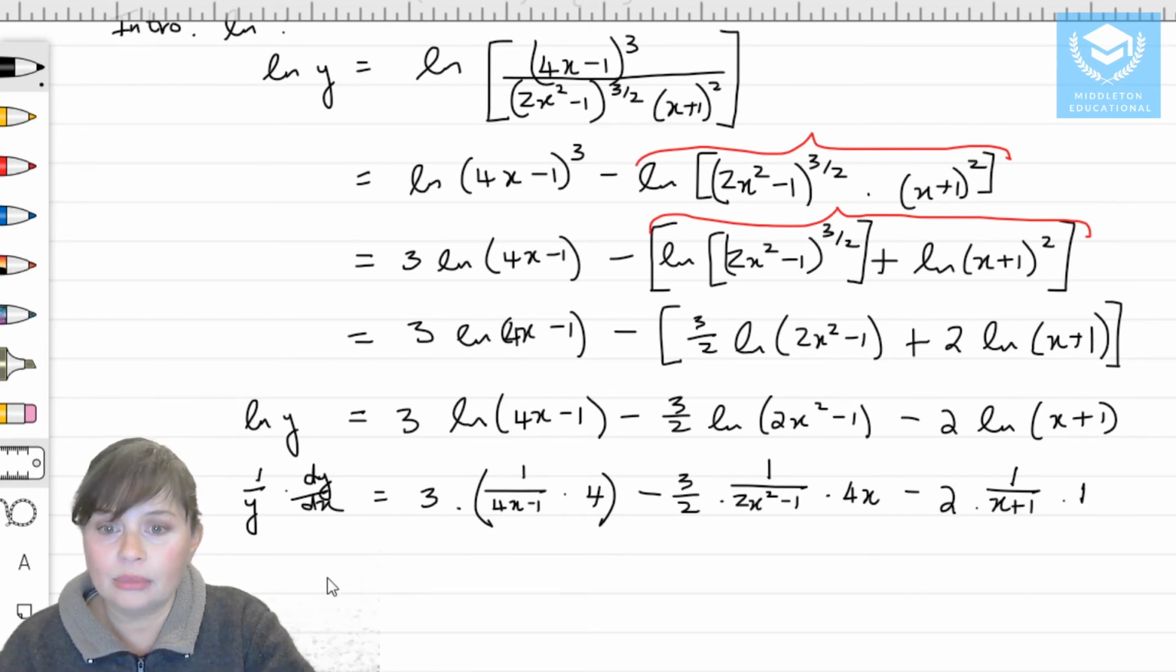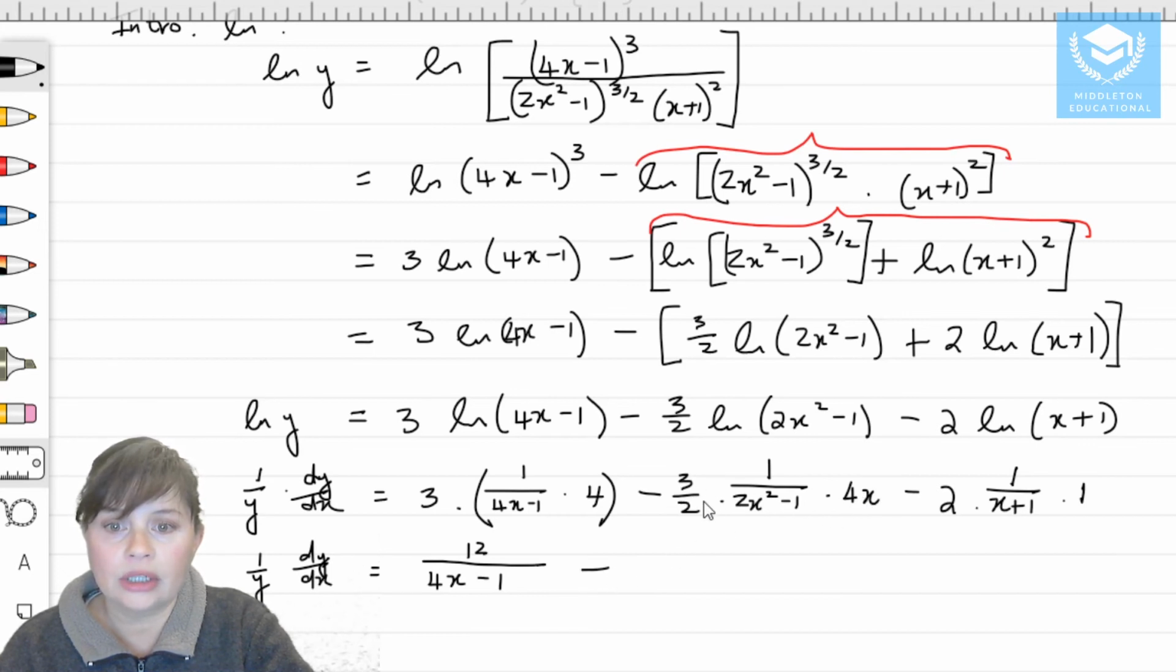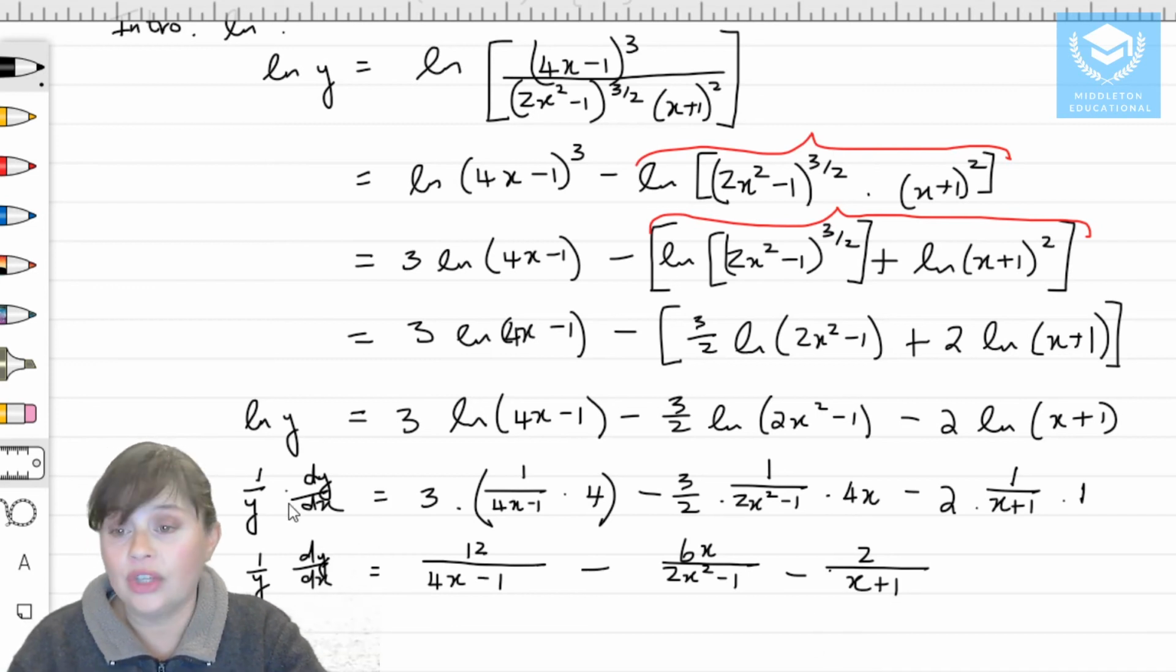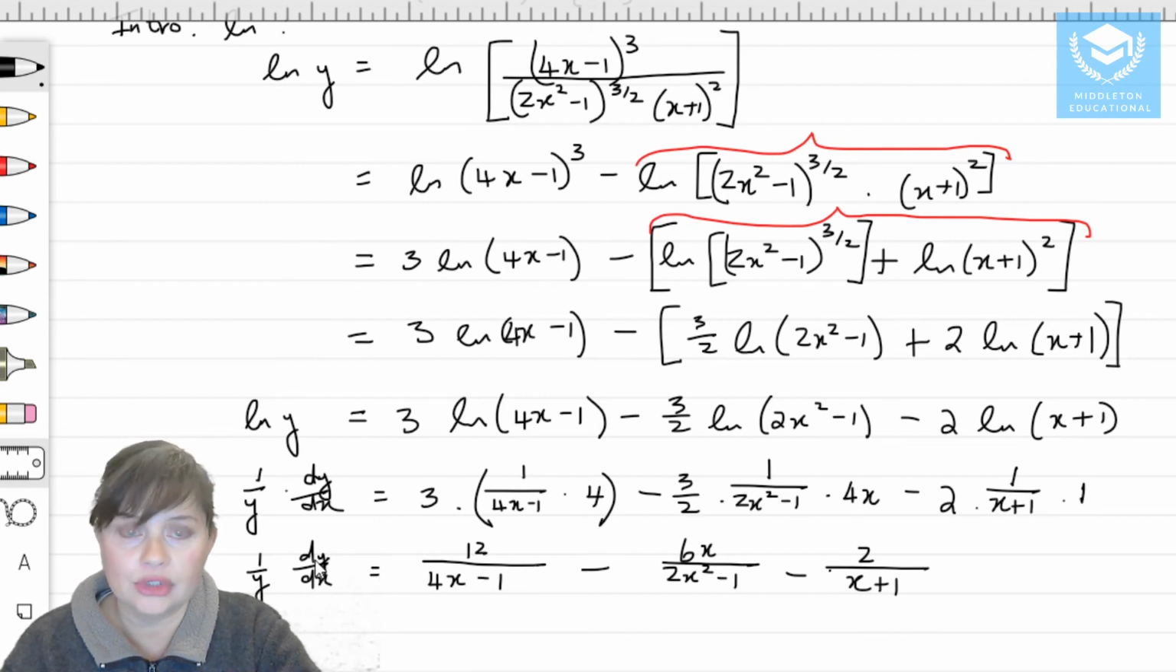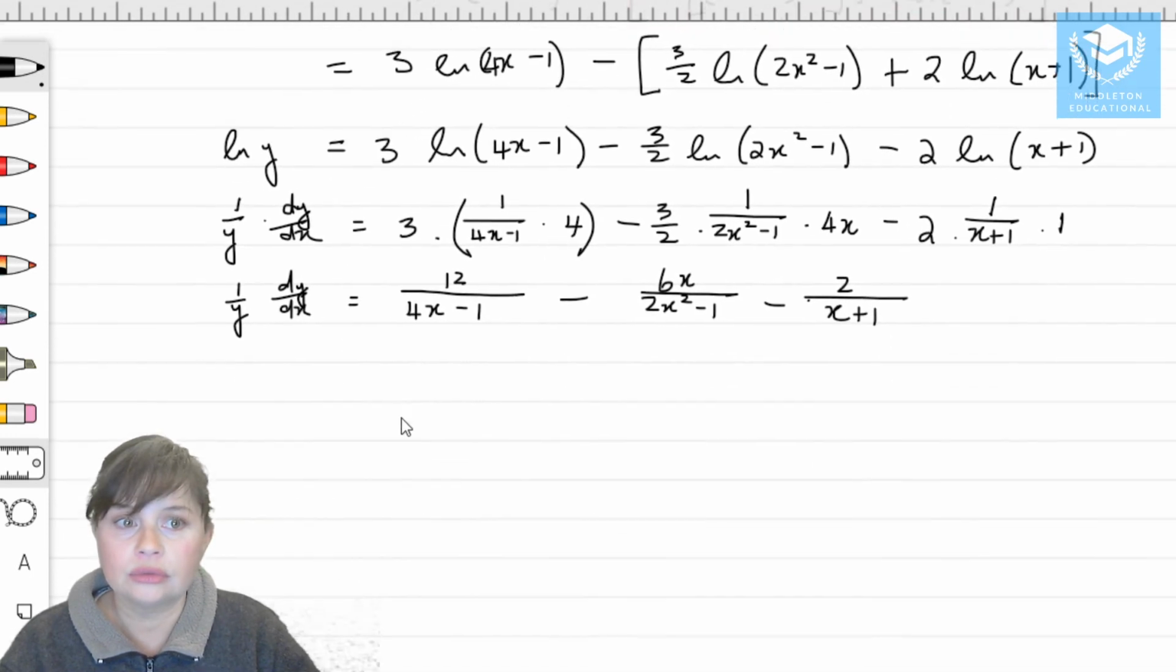Okay, so let us simplify here. We've got 1 over y dy dx. And this is going to be 12 over 4x minus 1 minus that times that is 12 divided by 2, so you've got 6x over 2x squared minus 1 minus 2 over x plus 1. Okay, now the next step you mustn't forget, right? Because remember, you are looking for dy dx. You're not looking for 1 over y times dy dx. So we have to just move that up.